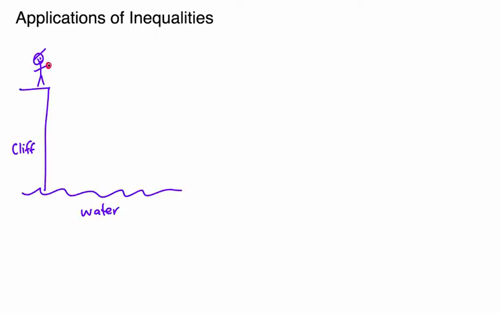Okay, in this video we're going to take a look at applications of inequalities. So let's do that with a couple of examples. In our first example, we're going to have someone standing at the top of a cliff, throwing a ball way up high in the air, and then it falling down into the water. They throw it up into the air, and gravity takes over and it plunges down into the water.